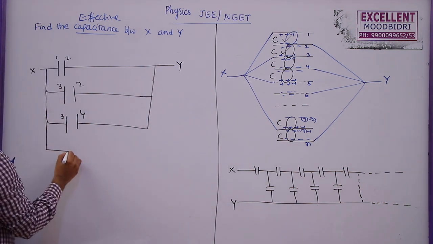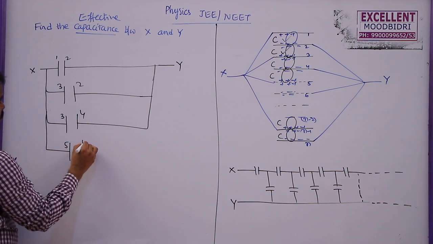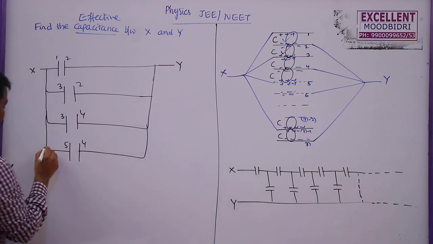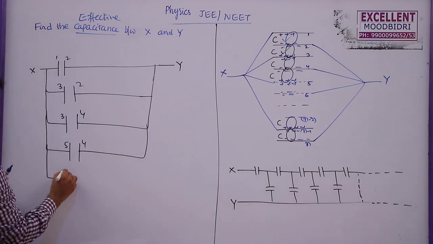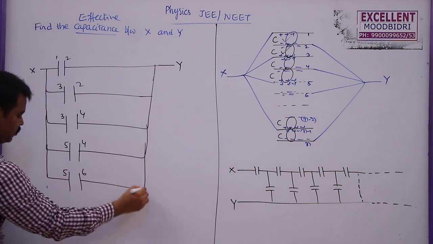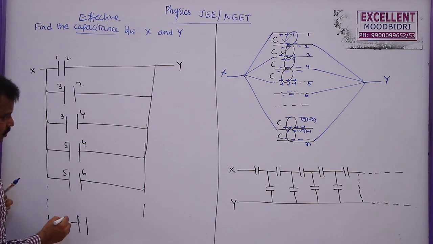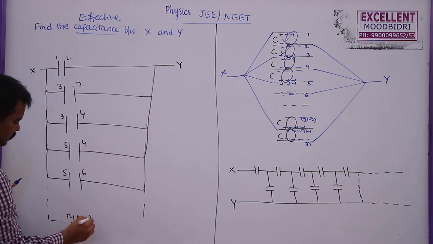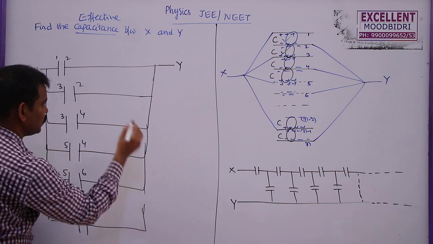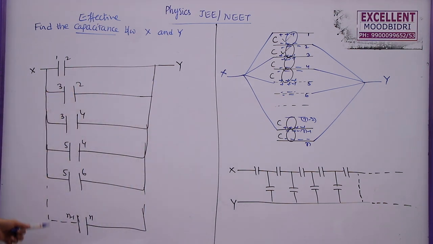Then 4 and 5 is also one combination. This is 5, this is 4, 4 is common. And then this is 5, this is 6. So like this if you continue, you will get this is the N minus 1th plate, this is the nth plate. So all these capacitors are connected in parallel.